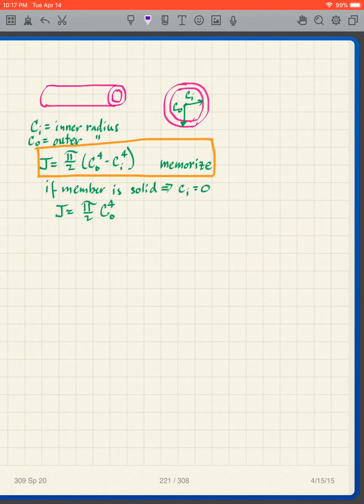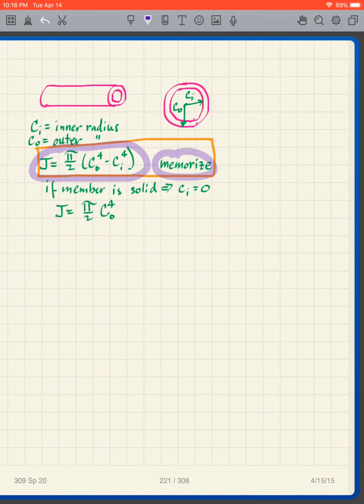I'm also going to say that in this class, we're only going to look at either solid or hollow circular cylinders. So getting J is going to be very simple. It's not going to be a challenge like we had with I. I'm just going to give you the equation: J is equal to pi over 2 times C outer to the fourth minus C inner to the fourth. And I want you to memorize it.